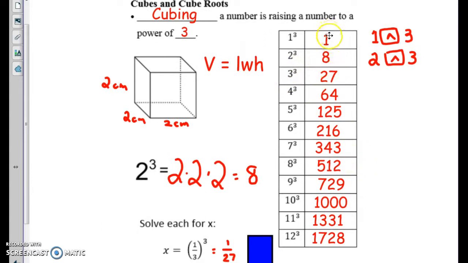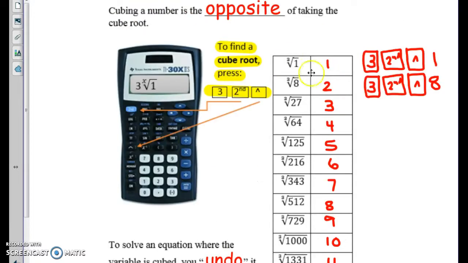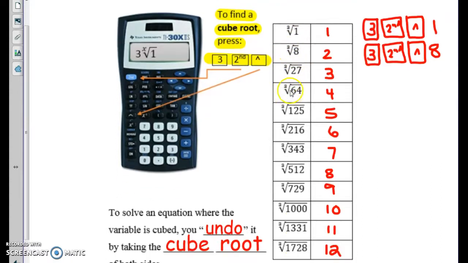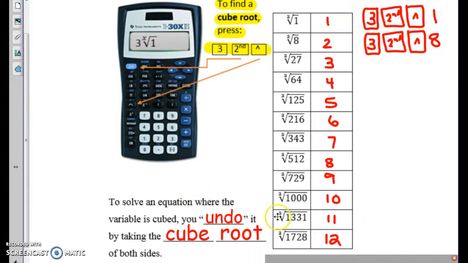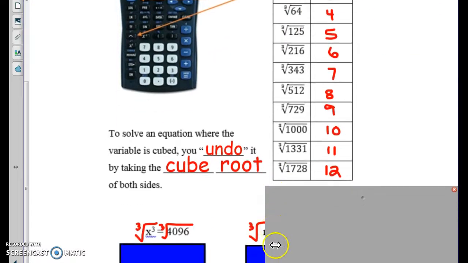Cubing the number gave you these numbers called perfect cubes. And then if you take the cubed root of the number, remember this is your square root symbol, but it's called a cubed root because of the little 3 in the corner, you will get those same values back out of it. Again, they undo each other. So guys, it's time to do some solving.